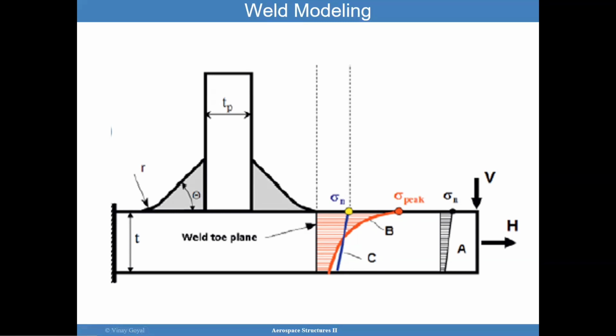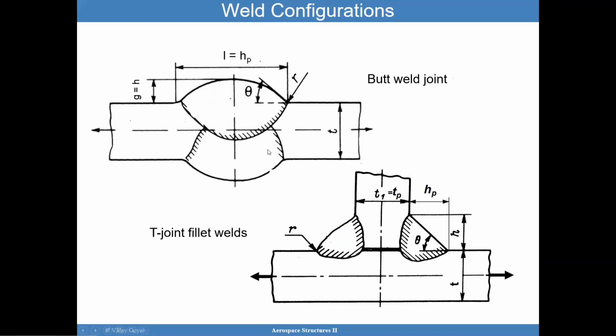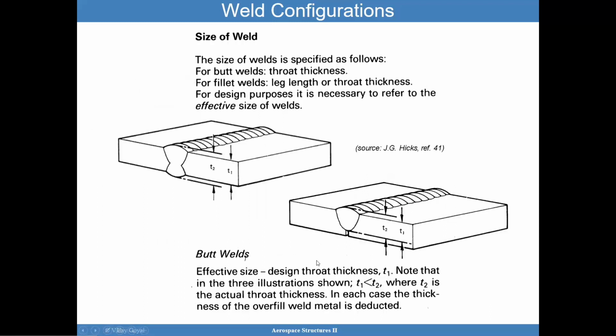I also want to point out that there are two different weld configurations as an example. Here's a butt weld because you have two pieces that are connected through a butt weld. So these two pieces are coming separately into this butt weld. You also have a T-joint fillet. In this case, you have this piece coming to this base with a weld on this corner and this corner. The size of the weld matters.